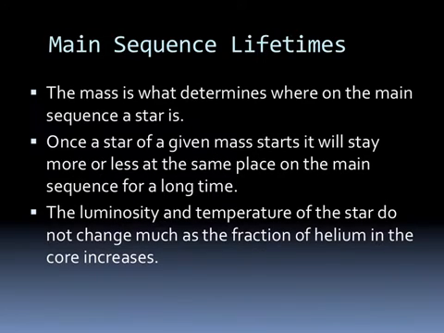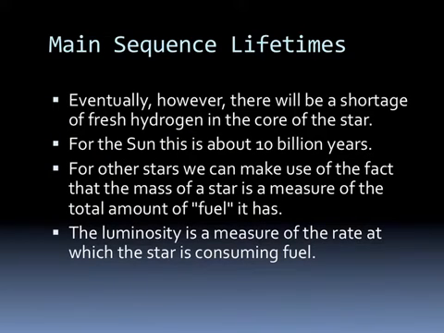The mass is what determines where on the main sequence a star is. Once a star of a given mass starts, it will more or less stay in the same place on the main sequence for a very long time. The luminosity and temperature of the star do not change much as the fraction of helium in the core increases. Eventually, however, there's going to be a shortage of fresh hydrogen in the core of the star. For our Sun, that time is about 10 billion years.